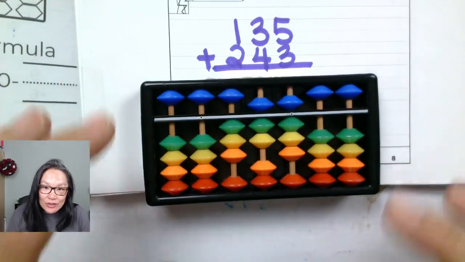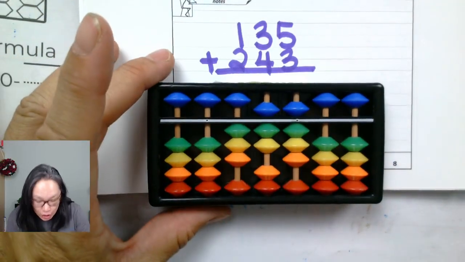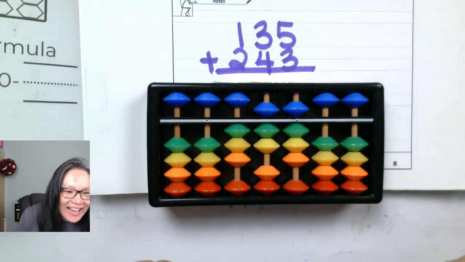Simple to use, easy to understand. But abacus makes it easy because you can see it. Do you have enough? Yes, you do. Then do it. This is actually fun.